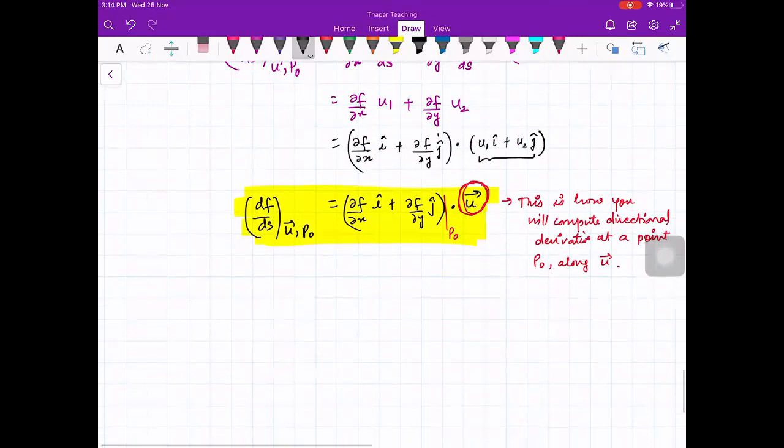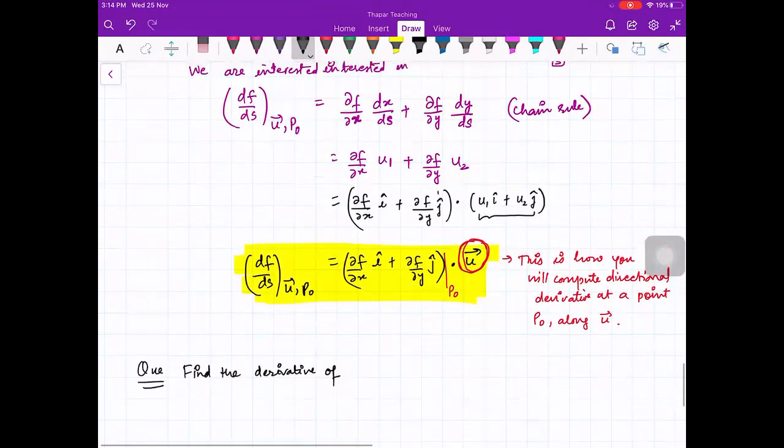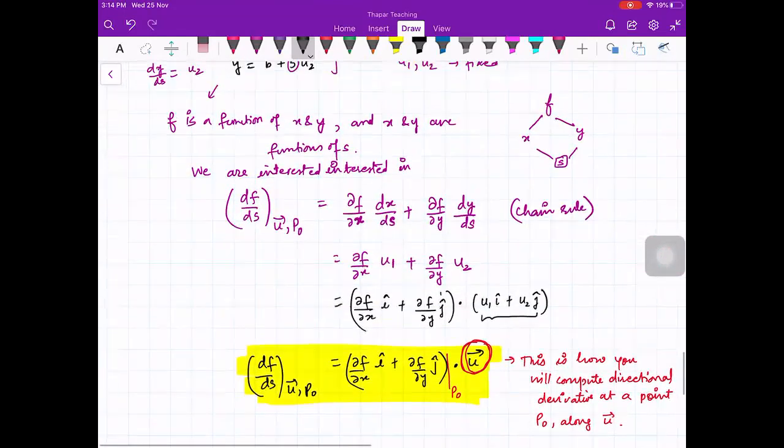So let us compute one. Find the derivative of... Ma'am, how do we have dx by ds equal to u1? Yes, ma'am, I have the same doubt.